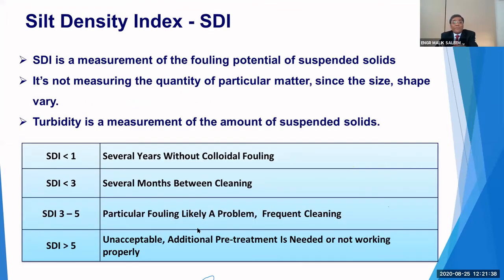Now, another term which is used, which is a key important factor in the performance of an RO plant, and which most of our professionals are not aware of, that is SDI, Silt Density Index. It is a measurement of fouling potential of suspended solids.